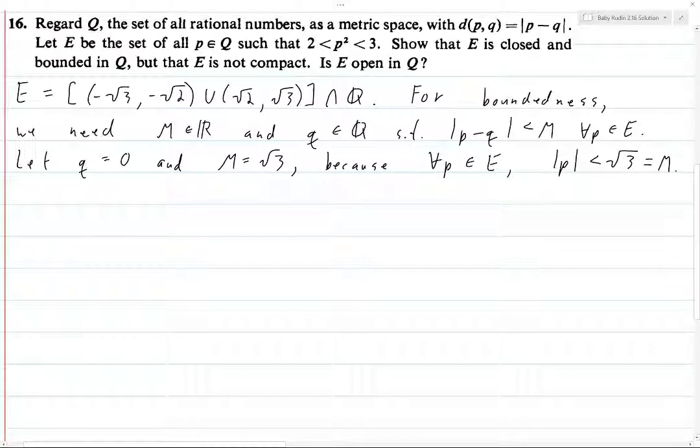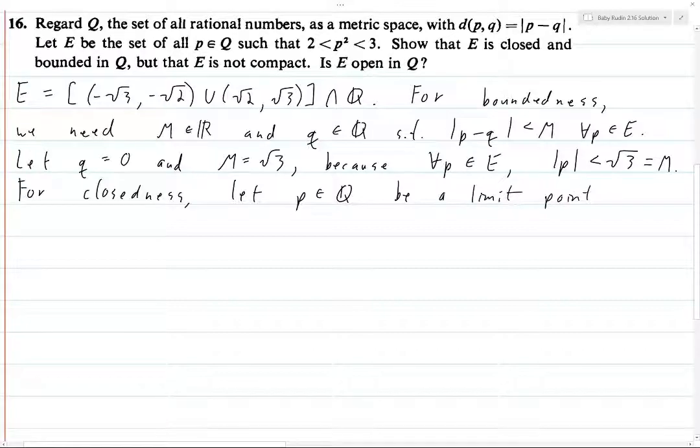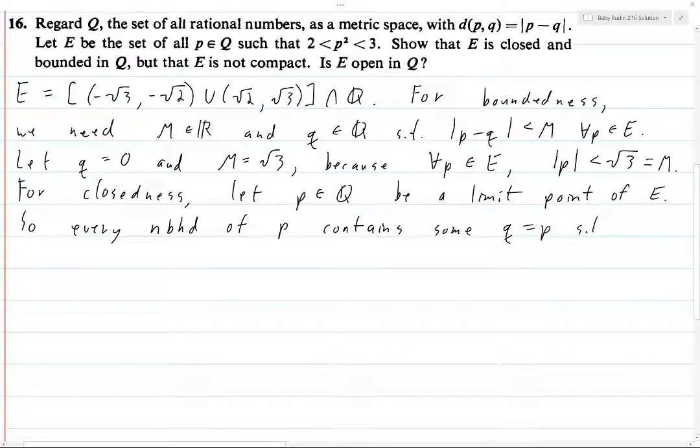So that's boundedness. For closedness, let p be a rational number, a limit point of E. What this means is that every open neighborhood of p contains some point q not equal to p such that q is in E. So what we want to prove is that p is in E. It looks like we're going to do a contradiction proof. So assume for contradiction that p is not in E.